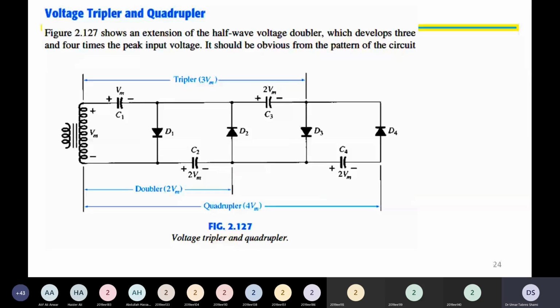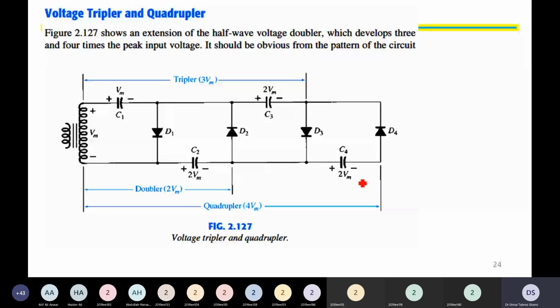Now we come to our last slide. The last slide is voltage triplers and quadruplers. What we see is a network of capacitors and diodes. For example, in this network, we see capacitors C1, C2, C3, and C4. With the help of four capacitors, we will get an output voltage four times the input voltage from the secondary of the transformer. And we are also using four diodes, D1, D2, D3, and D4.